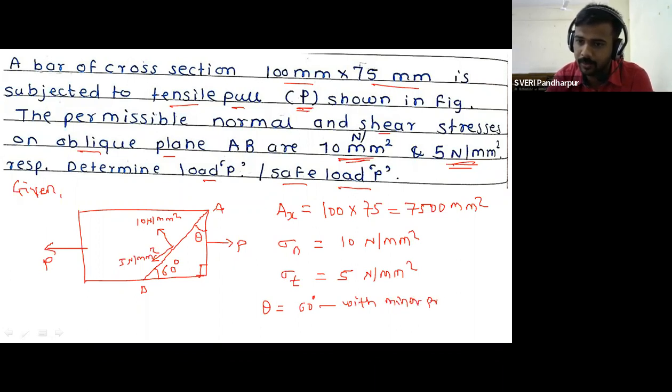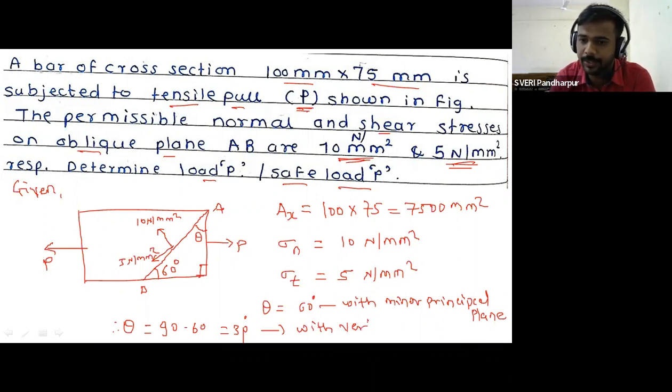Then theta is equal to 60 degree in front of that with minor principal plane, but we have to calculate theta with the major principal plane or vertical plane. Therefore theta is equal to, what we have to do, 90 minus 60 is equal to 30 degree. It is with the vertical plane.